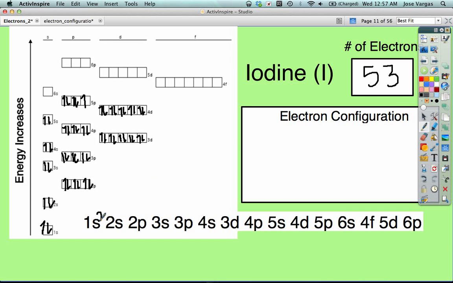1s2, it is full. 2s2, it is full. 2p6, this one is full. 3s2, 3p6, 4s2, then we go to 3d10, 4p6, 5s2, 4d10, and then we stop at 5p5.